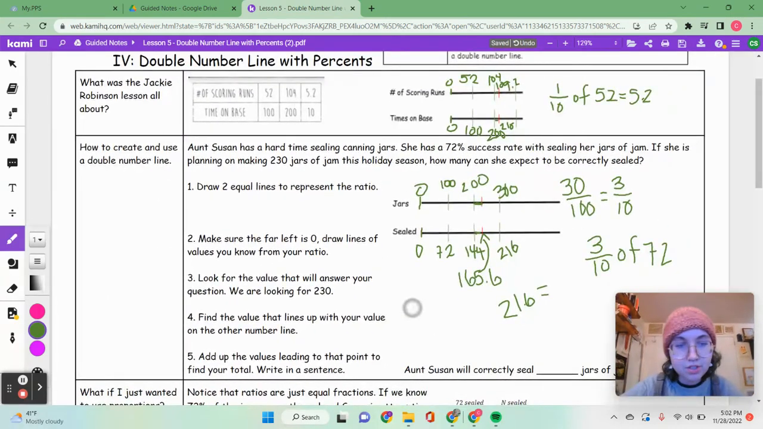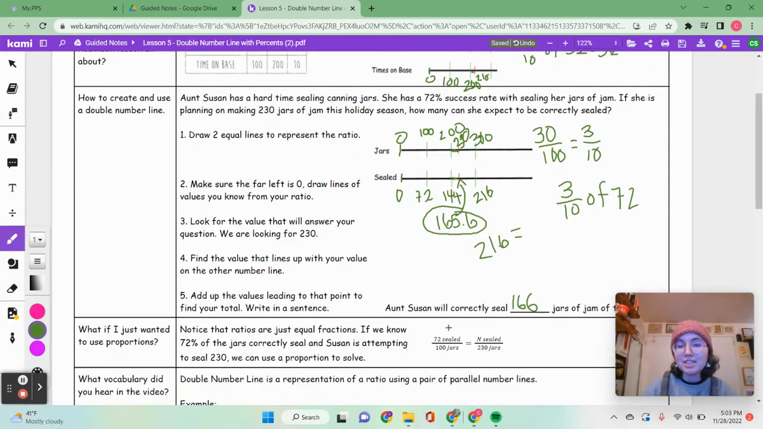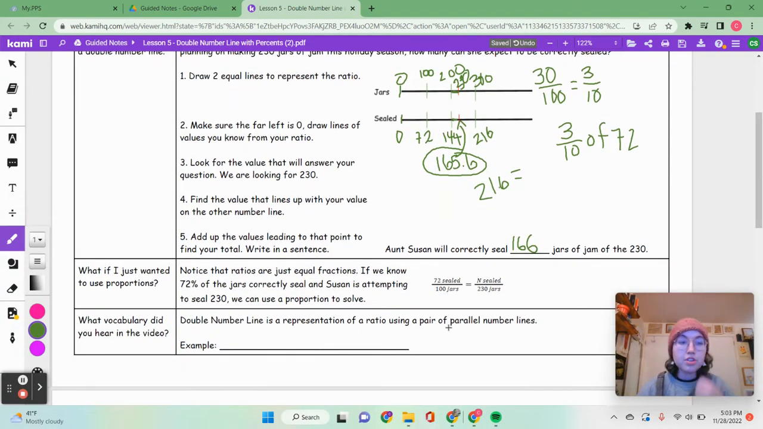So the value that we're looking for is our 230. And we determined that that little red line was our 30. And when we match it up with the number line below, we get 165.6. So Aunt Susan will correctly seal, well, that's almost 166. I'll give Aunt Susan the benefit of the doubt. I'll round that up. So Aunt Susan will correctly seal 166 jars of jam of the 230.